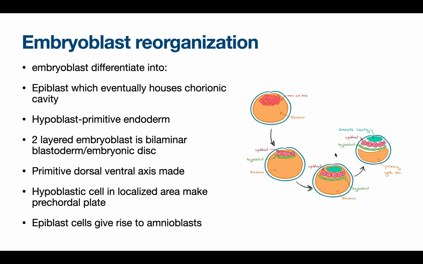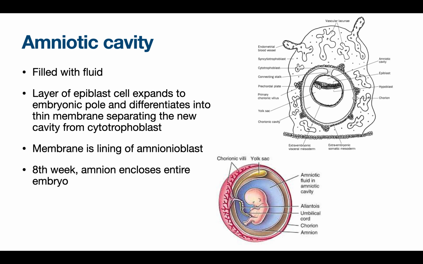And the epiblast will eventually give rise to the amnioblast, which will give rise to the amniotic cavity. So here it goes, epiblast, hypoblast. Here's the blastocele. And here it is, starting to form the amniotic cavity. And then it differentiates and forms the primary yolk sac. Okay, so the amniotic cavity is filled with fluid. It's to protect and to cushion the developing fetus, along with some form of nourishment.